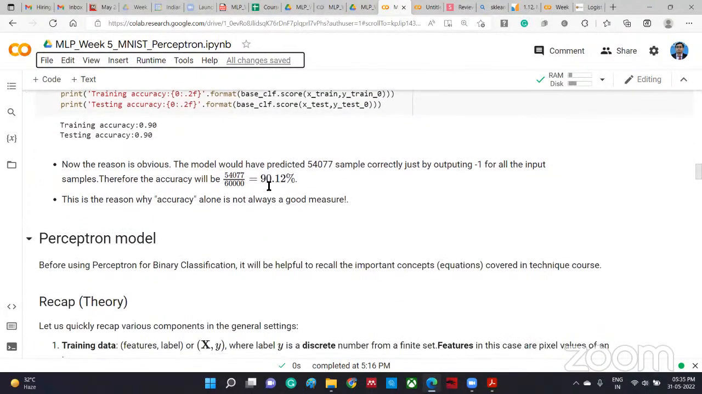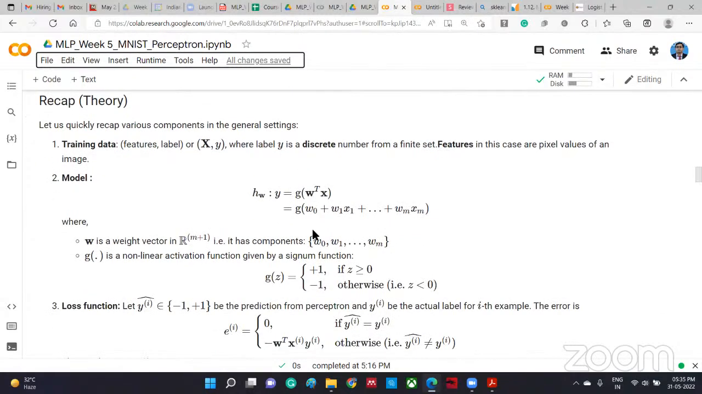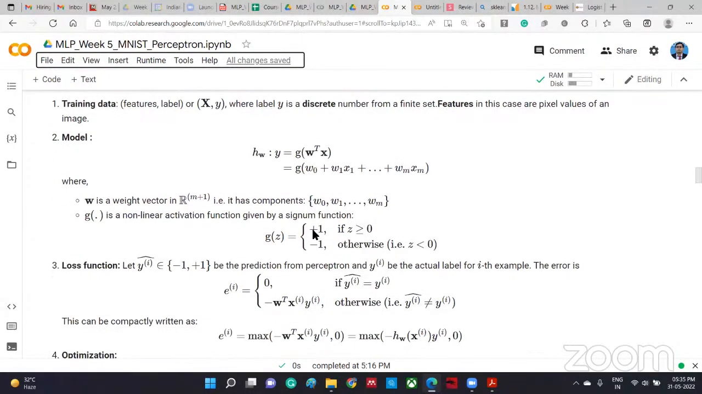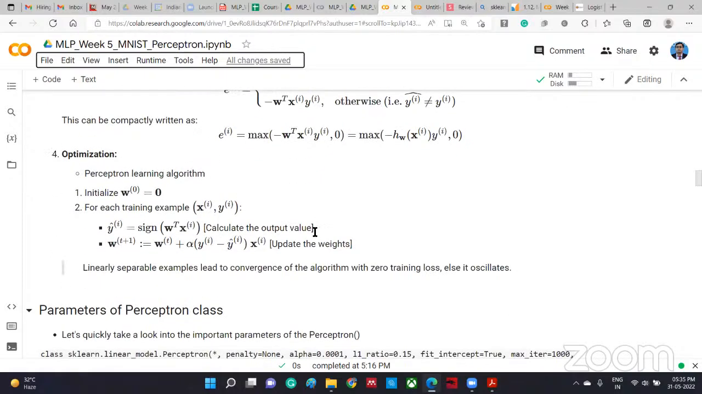then if you go to perceptron, it is useful to remember the important concepts. So we have training data of x and y. Training data is denoted with x comma y, where label y is a discrete number, and the features in this case are pixel values of an image. Okay, and then there are different loss functions and optimization models.